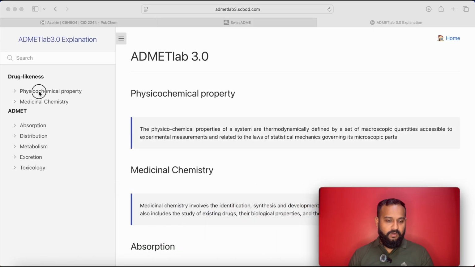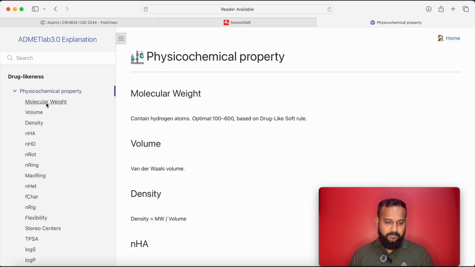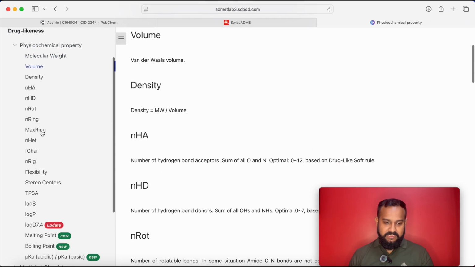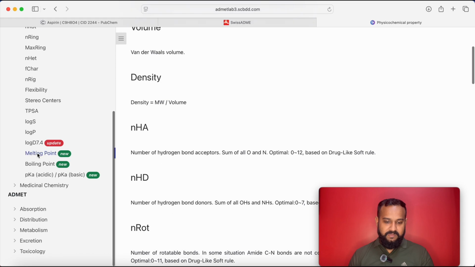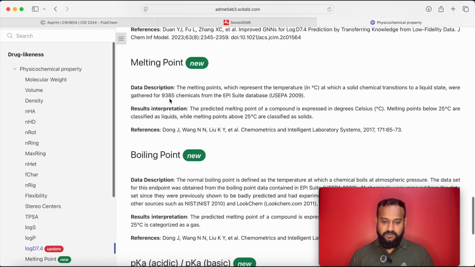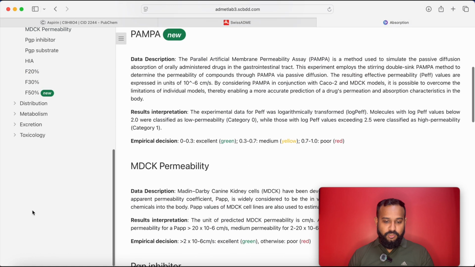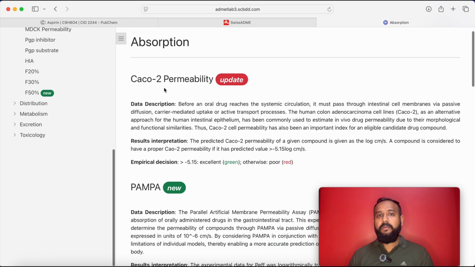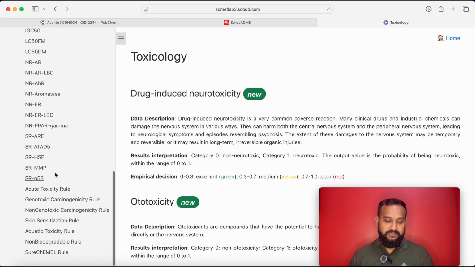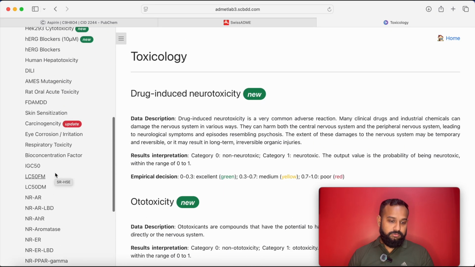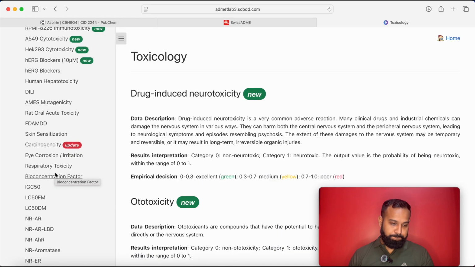Here you can see all of the parameters under drug likeness, all of the sub parameters. You just click on them and you can see the description of that, what is the empirical decision, this, that. Reference also is provided here. You can see all the references are provided. In absorption, let's suppose I want to know what is CACO2 permeability. CACO2 permeability is a human colon adenocarcinoma cell line basically. There are multiple cell lines that are there. Again, toxicity also, you'll be finding many cell lines like this.